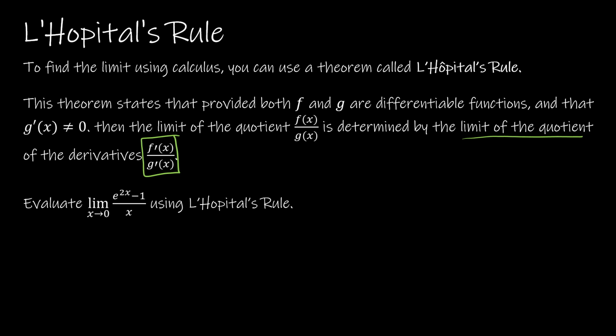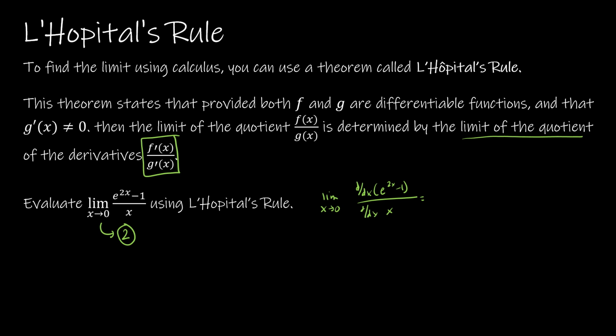So let's take a look at this. Now keep in mind we've already discovered based on the graph that we should get a value of 2 for the limit. But let's take a look at L'Hopital's rule. L'Hopital's rule says we're going to take the limit as x approaches 0 of the derivative of e to the 2x minus 1 and the derivative of x.